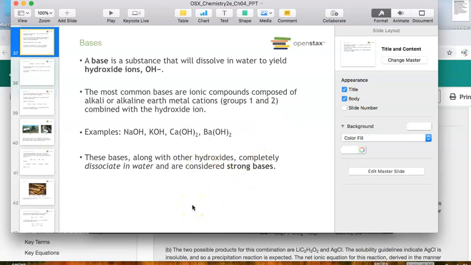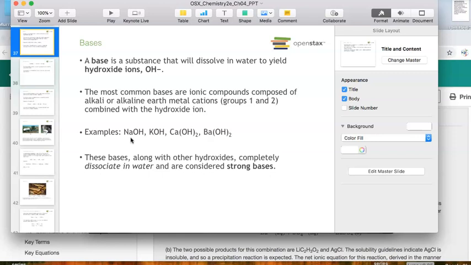Bases. A base is a substance that will dissolve in water to yield hydroxide ions. We saw earlier how water reacts with itself to form the hydronium ion and hydroxide. So hydroxides are sort of like the opposites of acids. The most common bases are ionic compounds composed of alkali or alkaline earth metal cations, group 1 and 2, combined with hydroxide ions. For example, group 1 metals, sodium, lithium, potassium. Those are all common bases: sodium hydroxide, potassium hydroxide, calcium hydroxide, barium hydroxide as well.